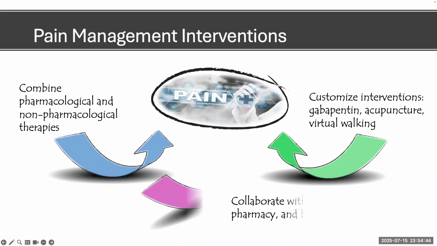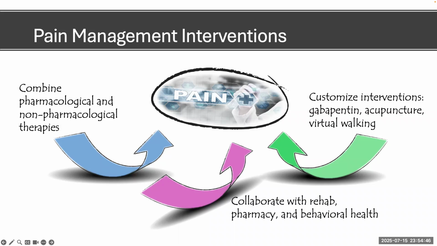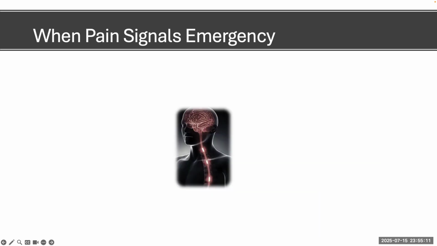Additionally, interdisciplinary collaboration is key. Working with the rehab team ensures consistent movement and stretching routines. Involving pharmacists helps optimize medication dosing. Behavioral health professionals can support emotional resilience and coping strategies. Our role is to coordinate these efforts and serve as the anchor for continuity of care. By combining interventions and leveraging interdisciplinary expertise, we ensure comprehensive, evidence-based, and patient-preferred pain relief.